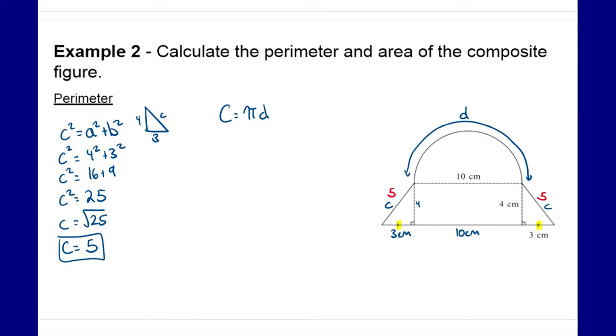But because it's a semicircle, I don't want a full circle. I want half a circle. So I need to take that pi times diameter and divide it by 2. So that capital C for circumference, we're going to replace that with D for the side that we labeled. Actually, let's label it E after D. We don't want to get it confused with diameter. So E is going to equal pi times diameter divided by 2, or pi times 10 divided by 2.